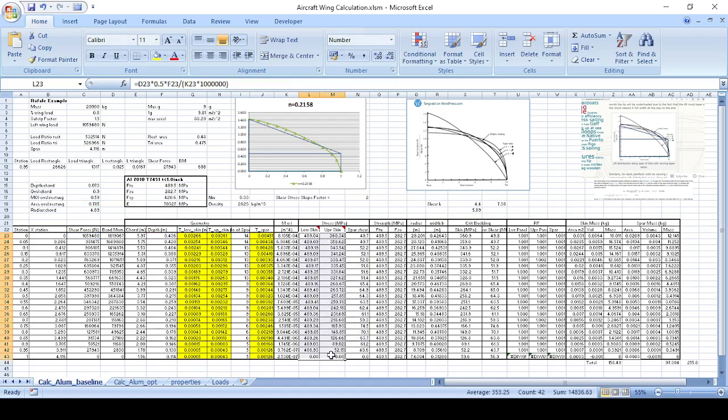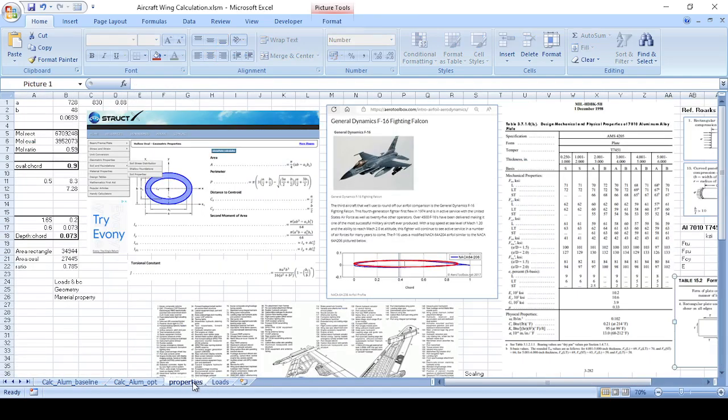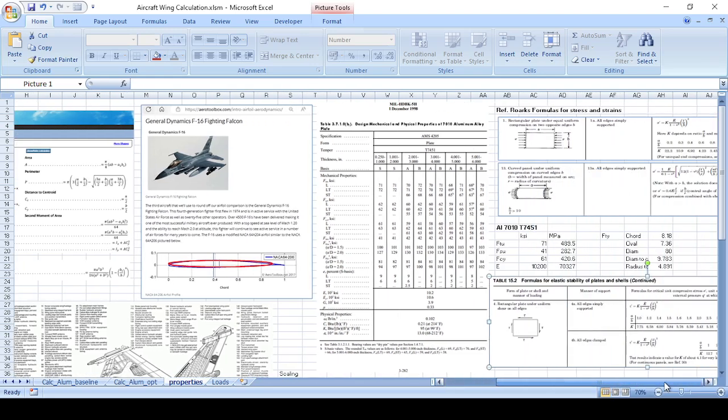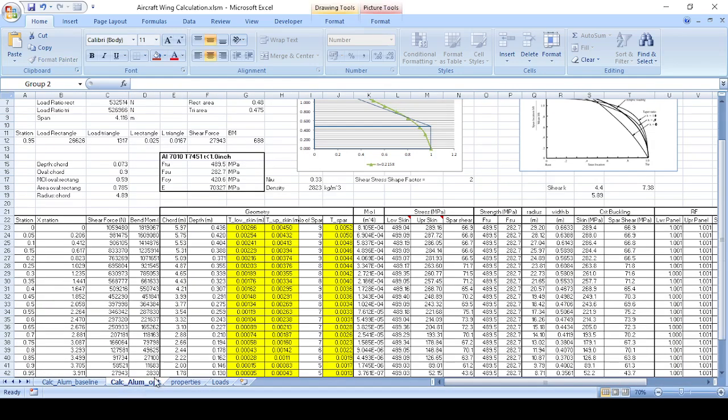Very simple calculations, and then I put in my ultimate strength, my shear strength, and then my critical buckling and my critical shear, which are from those equations that I showed you earlier. For the critical buckling of the skin I use this equation, and for the critical buckling of the spar I use the shear equation. Okay, based on that, let me just go through.